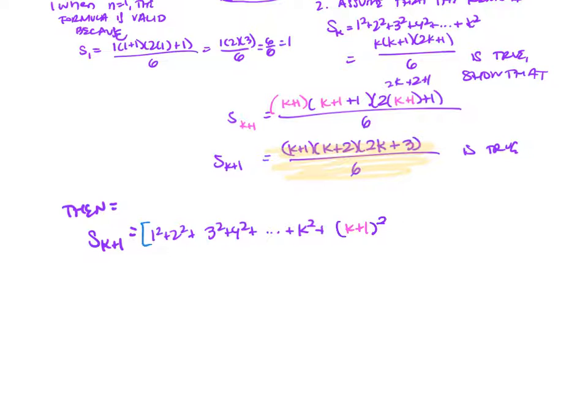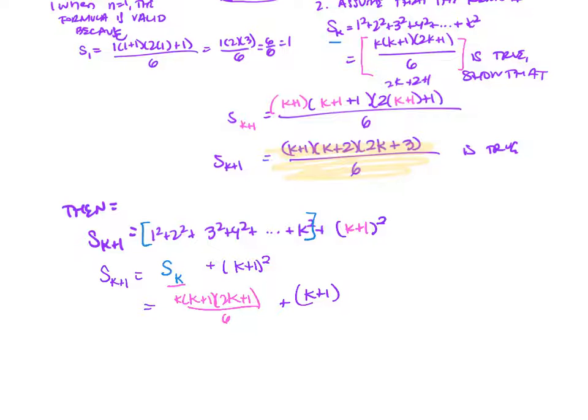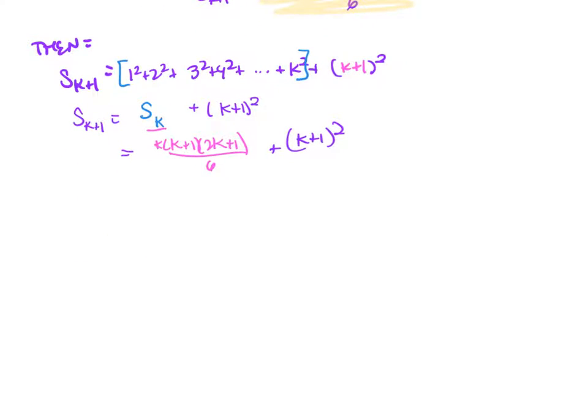Now we substitute. So we know that this is our S sub k. So S sub k plus 1 equals S sub k, and then this is going to be plus this k plus 1 squared. Then we substitute that S sub k. S sub k is this here, so let's substitute that part. So that is going to be k times k plus 1 times 2k plus 1 all over 6. And then we have our plus, parentheses, k plus 1 squared. So now it's just algebra involved.